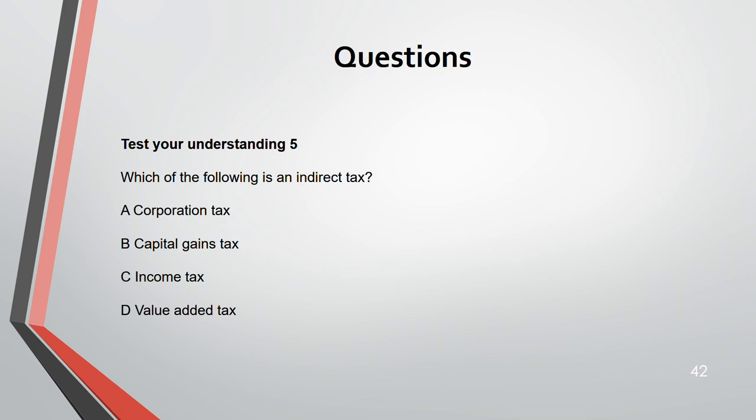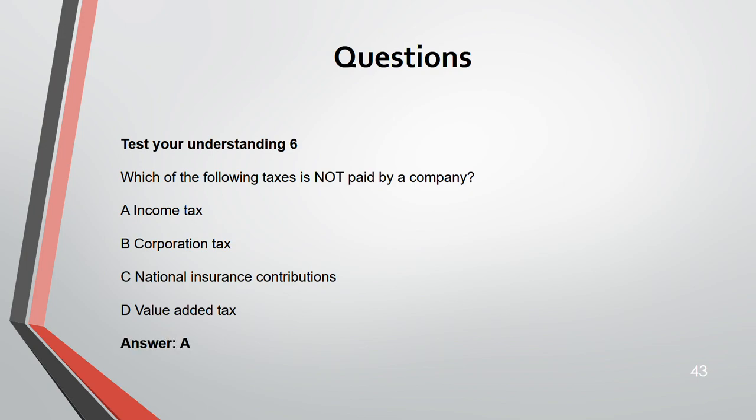Which of the following is an indirect tax? Corporation, CGT, income, and VAT. It's VAT. And which of the following taxes are not paid by a company? Income, corporation, NIC, and VAT. It is income tax, because the remaining three are paid by a company. Only income tax is paid by an individual.